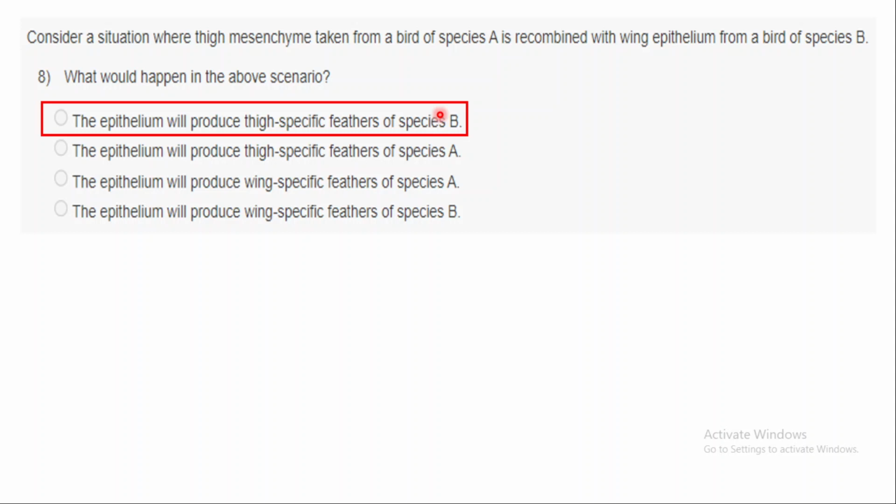No, you might be wrong here, because the signal that is coming from the mesenchyme will induce production of thigh specific feathers or whatever, but it will form the species B specific feather because it is the wing epithelium. The epithelium has a characteristic of species B. That's why it will produce a species B type of feather. It might be yellow color, red color, but if the B species is producing red color, then it will have a red feather. Controller is the mesenchyme.